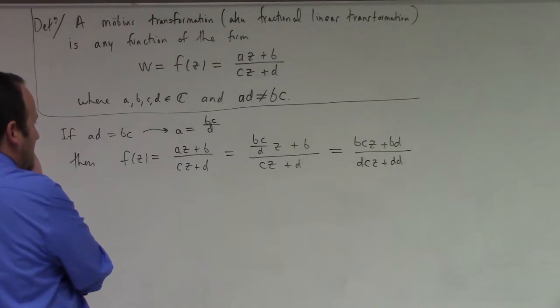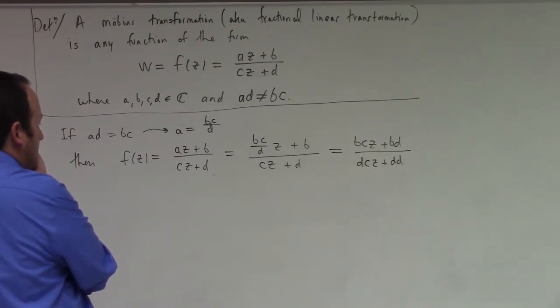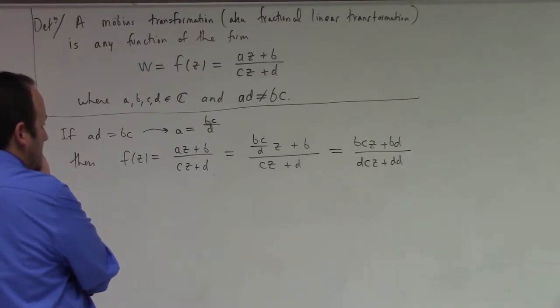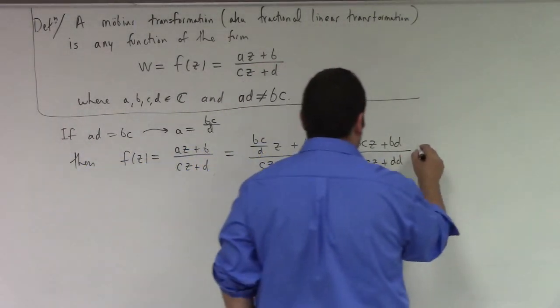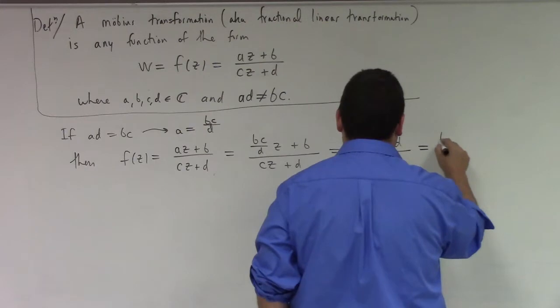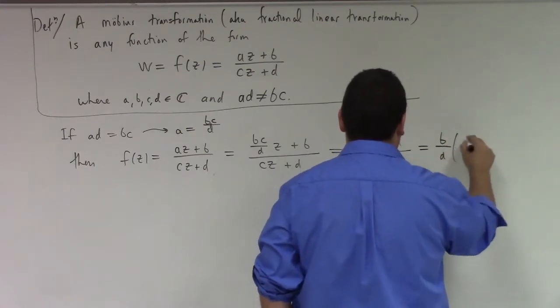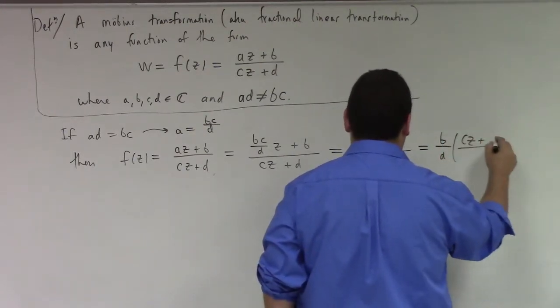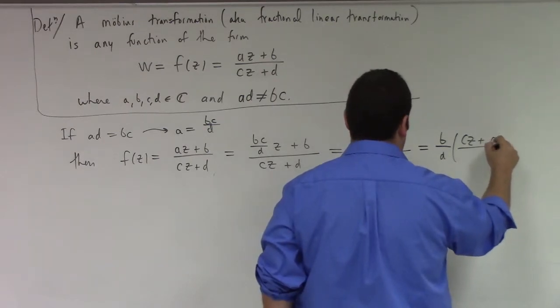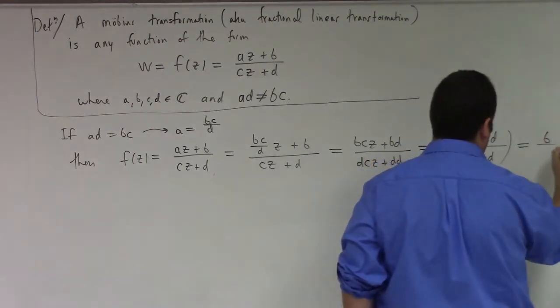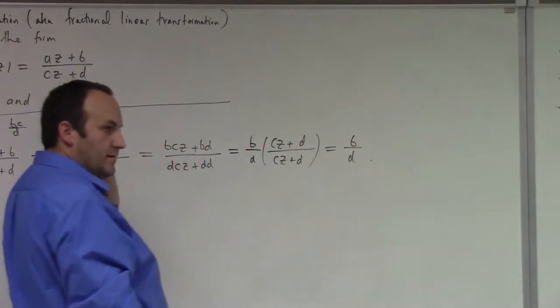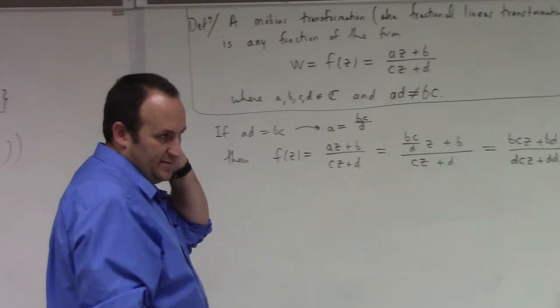Oh, so it's B over D, because you take a factor of B from the top and a factor of D from the bottom. Okay, cool. I didn't see it right off, but I see what you're saying. So we get B over D times cz plus d over cz plus d. And then if D is 0, then you can get smaller.